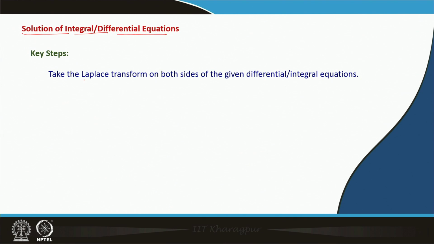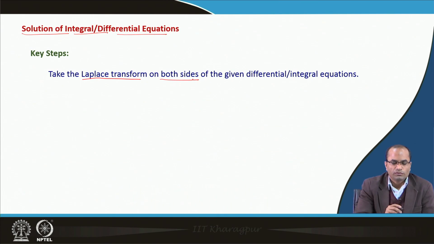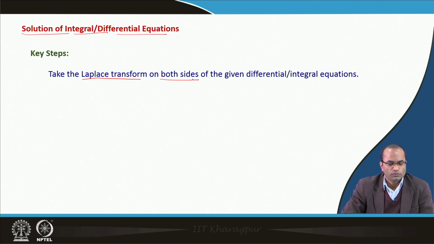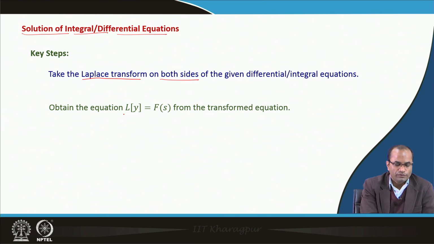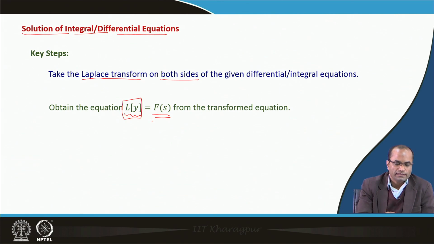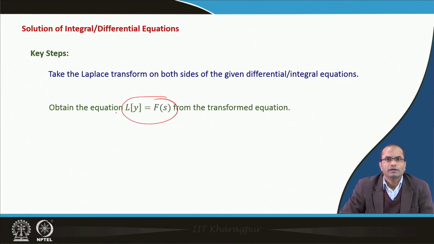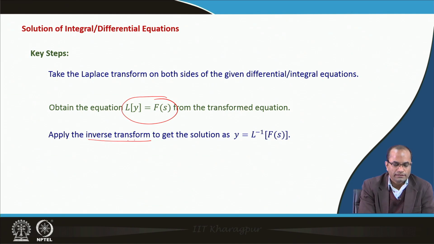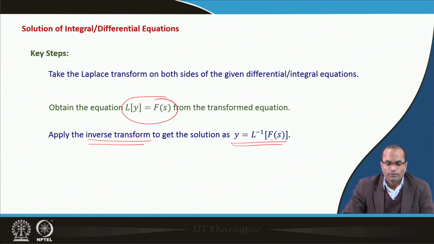In general, when we are talking about the solution of integral or differential equations, these are the key steps we need to follow. The first is to take the Laplace transform on both sides of the given differential or integral equation. The second step is to simplify this to get something like L of y is equal to some function of s from this transformed equation. So, we have the given equation; after taking the Laplace transform, we have the transformed equation, and we simplify it to the form L y is equal to F s. Finally, we apply the inverse transform to get the solution y is equal to L inverse F s. So, these three are the key steps for solving any differential equation using the Laplace transform.